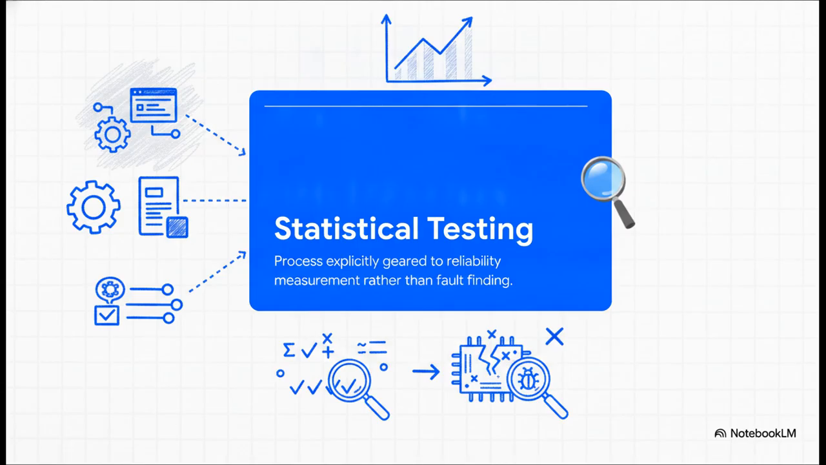To do this, we use something called statistical testing. Now, I want to clear up a really common misconception right out of the gate. Statistical testing is a process explicitly geared toward measuring reliability. It is not about finding and fixing faults. Finding bugs and fixing them is a totally separate process called debugging. Statistical testing is purely about running the software, observing it, and gathering mathematical data to compute an observed reliability metric.